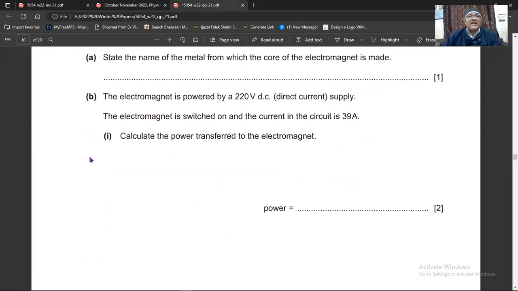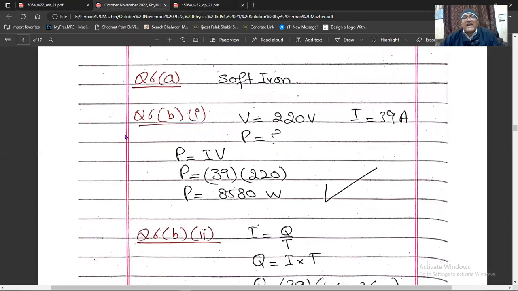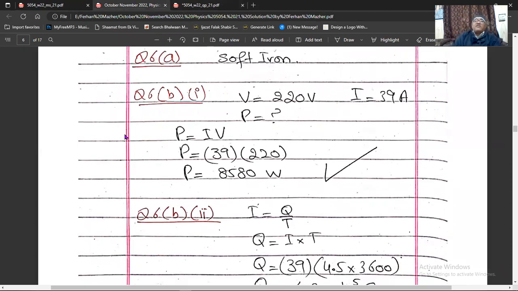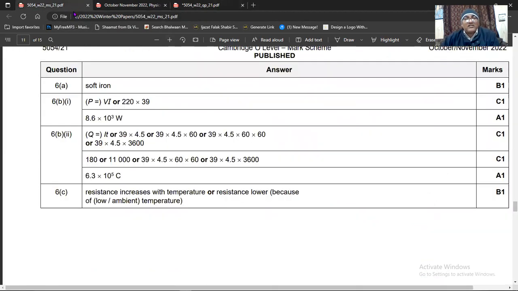Then the question is, the electromagnet is powered by a 220-volt DC, direct current, supply. The electromagnet is switched on and the current in the circuit is 39 ampere. Calculate the power transferred to the electromagnet. The formula for the electric power is equal to IV. We have the value of the voltage, we have the value of the current. So power is equal to IV, that's 39 ampere multiplied by 220 volt, and that will be 8,580 watt.